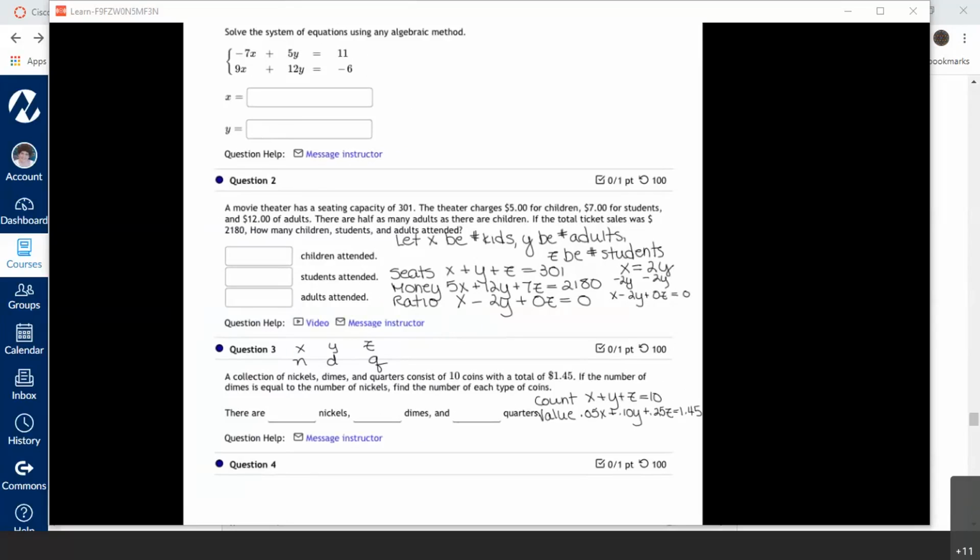If you don't like the decimal points, you can change this to 5, 10, and 25, but then change this to 145. Multiply everything by 100 if you don't like the decimal points. You're going to do it with a calculator, so it doesn't matter. The last one is this ratio. The number of dimes is equal to the number of nickels. So that's saying X is equal to Y. To get an equation out of that, you'd subtract the Y from both sides, and that would give you X minus Y plus 0Z equals 0.